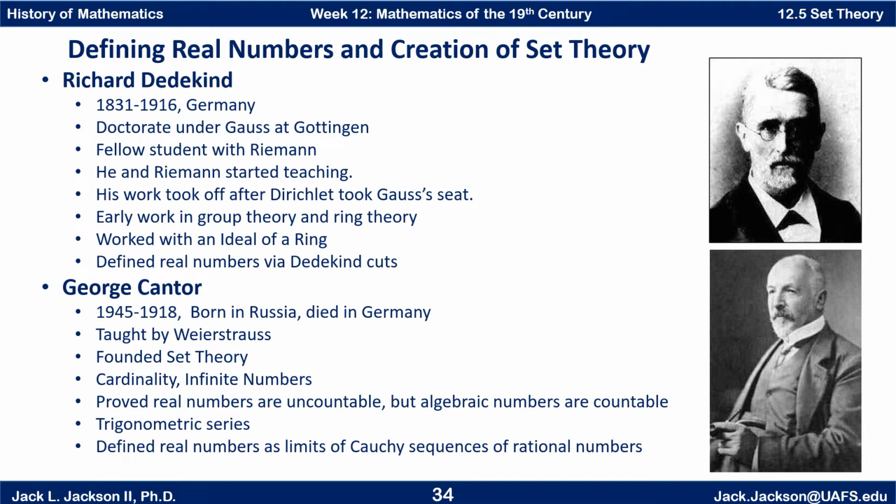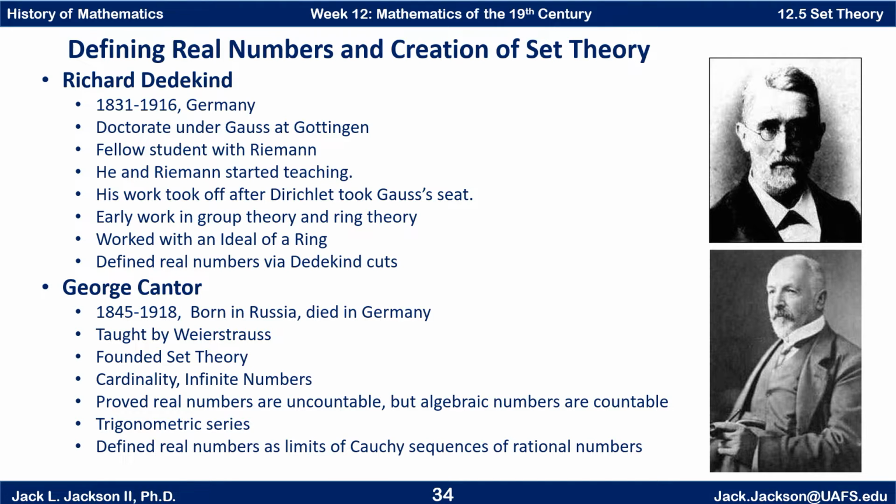Georg Cantor was born, that should say, 1845 to 1918. He was born in Russia, ended up doing a lot of his work in Germany, where he ended up dying. He was taught by Weierstrass, one of the many very famous students that Weierstrass taught. He is most known for his founding of set theory, his work on cardinalities and infinite numbers. He proved that real numbers are uncountable, but algebraic numbers are countable.